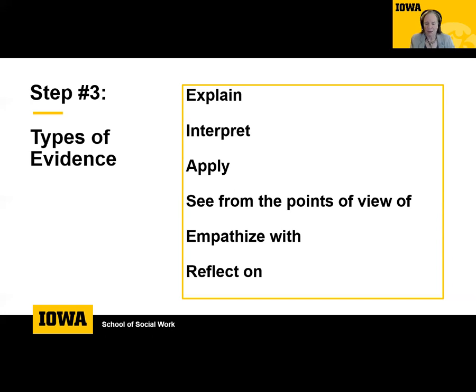So for example, for critical thinking, some of the types of evidence might be that students are able to explain key findings from research, or they're able to interpret information gathered during an assessment, or apply supporting evidence to identifying, evaluating, and planning to solve problems, or being able to reflect on the connection between self-awareness and critical thinking.